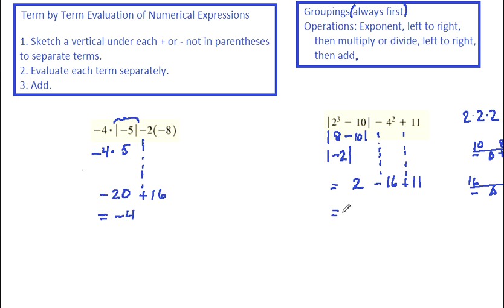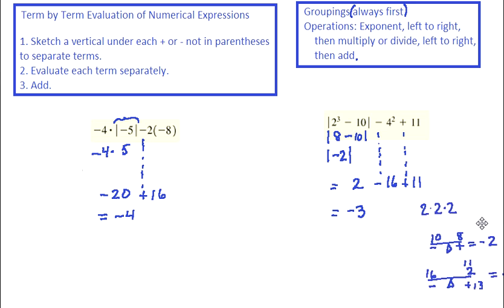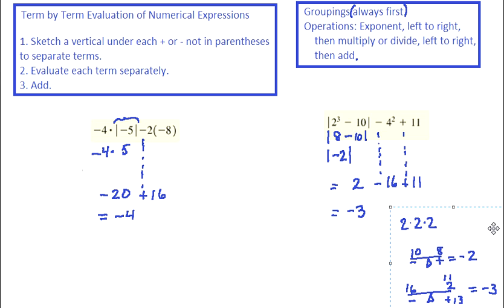So that's negative 3. I'm sorry I ran off the side there, but maybe I'll move it back over here for you to see. Just a second. My scratch work ran off the page. Okay, here's your, all right.